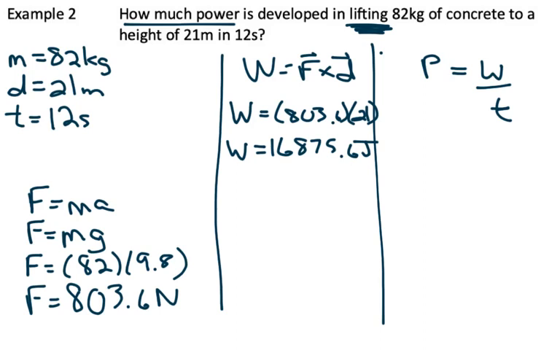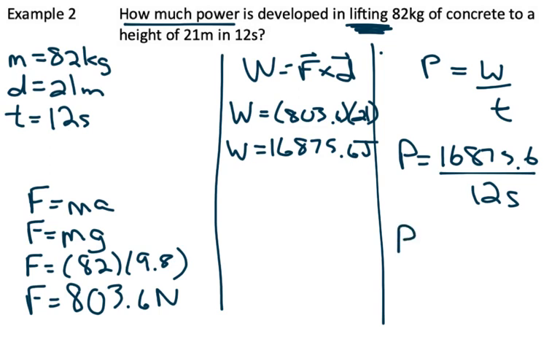And now that we know work, we can calculate the power. 16,875.6 divided by the 12 seconds it took. And now we can take our final answer here to sig figs. We'll need 2 of them, and that would end up rounding to 1,400 watts.